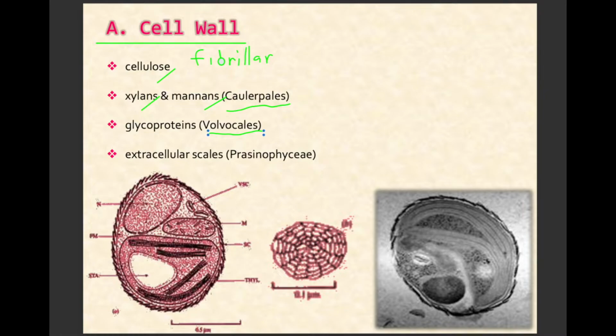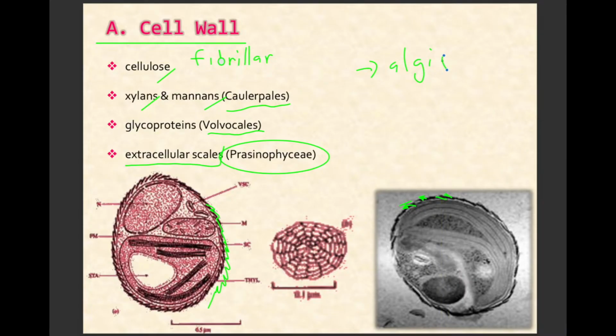In more primitive forms, we have what we call extracellular scales. For your Prasinophyceae group, we have scale-like patterns right here, an overlapping scale pattern that is part of the cell wall of this group. As you can see here, there are overlapping scales in your Prasinophyceae group. Don't mind the arrows. In terms of fibrillar component, we have your cellulose, xylans and mannans, and in terms of amorphous component, for this group we also have your alginic acid.